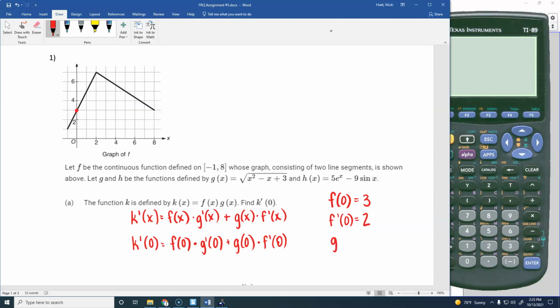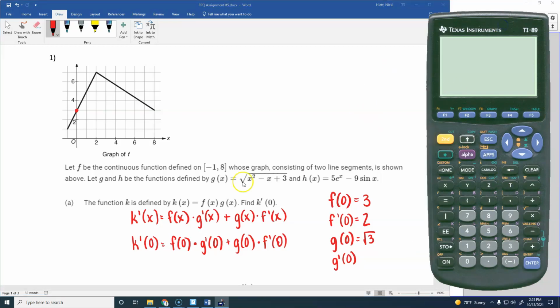Now, g of 0, we're plugging in 0 and we will get square root of 3. You can use your calculator there, but it's just going to be that the x's go away. Alright, you do not know how to take the derivative of this equation right here without the calculator, so you must use the calculator here. And this one is calculator active.